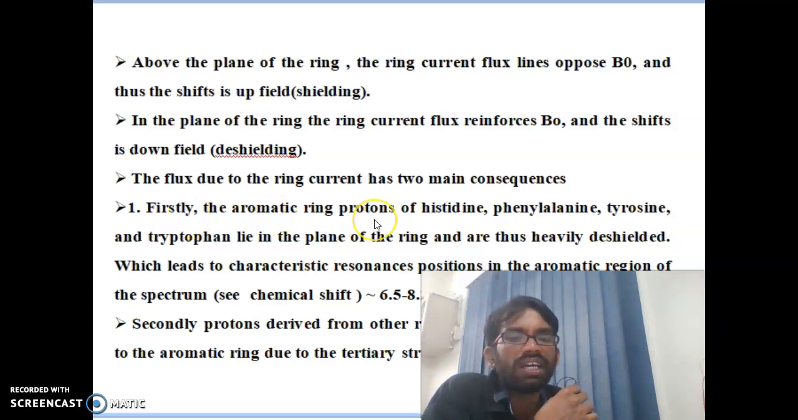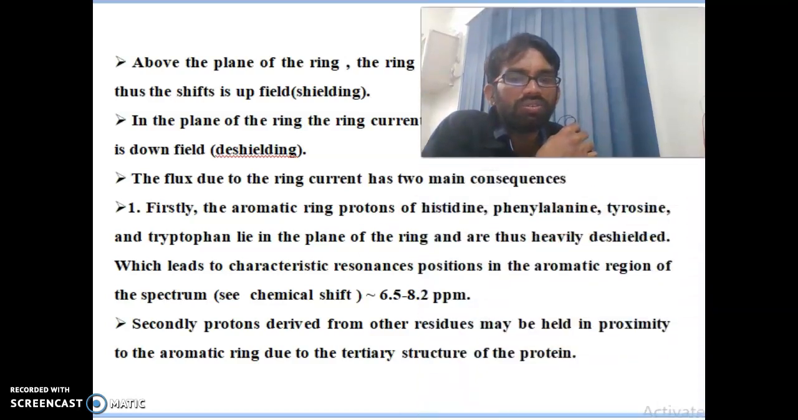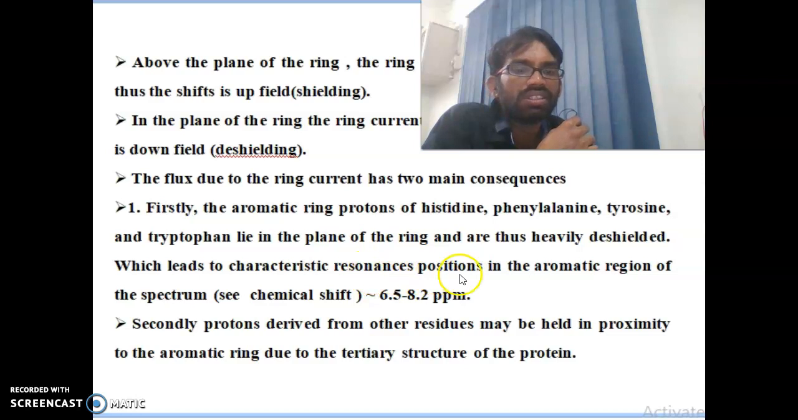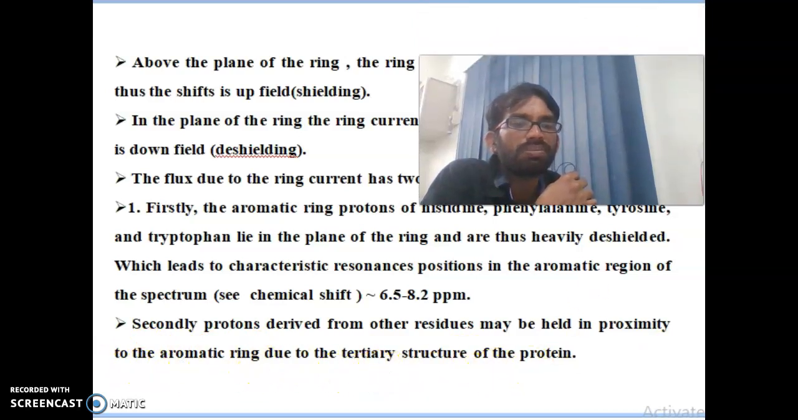First, the aromatic ring protons of histidine, phenylalanine, tyrosine and tryptophan lie in the plane of the ring and are thus heavily de-shielded, which leads to the characteristic resonance position in the aromatic region of the spectrum, with chemical shift 6.5 to 8.2 ppm. Second, protons derived from other residues may be held in proximity to the aromatic ring due to the tertiary structure of the protein.